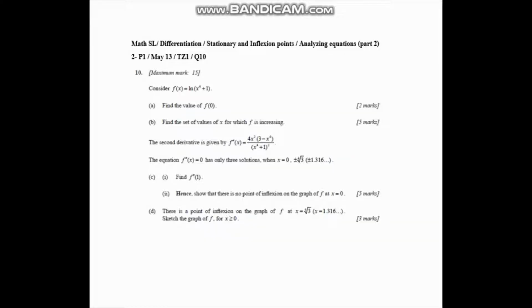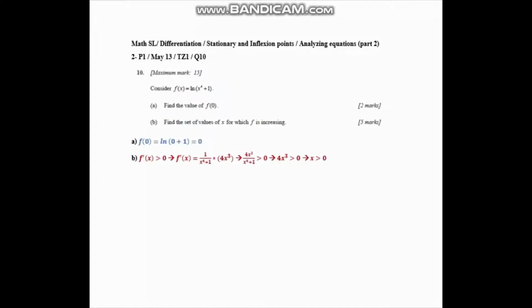So the second question came in paper 1 May 2013, time zone 1, question 10. Kindly take a minute, pause the video, attempt to solve, and I shall begin my explanation shortly. So in question A, we are required to find f of 0 given f of x equals ln of x to the power 4 plus 1. We simply plug 0 instead of x and we get ln of 0 plus 1, or ln 1, which is 0.